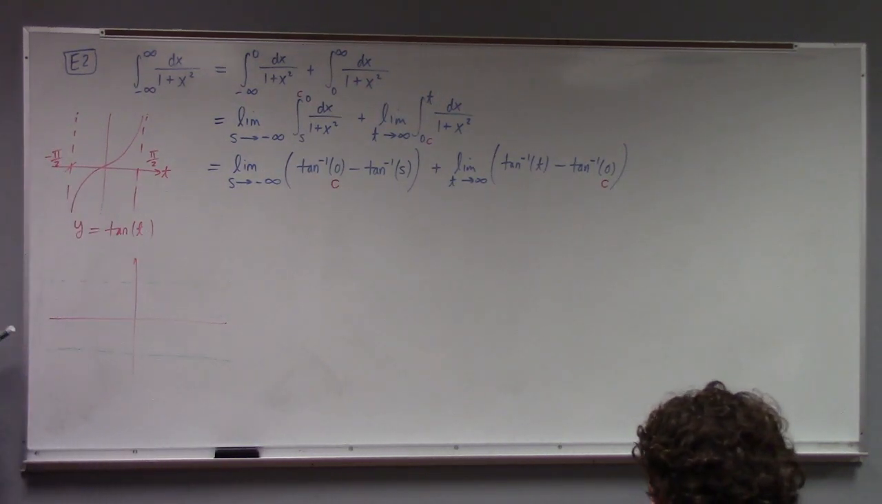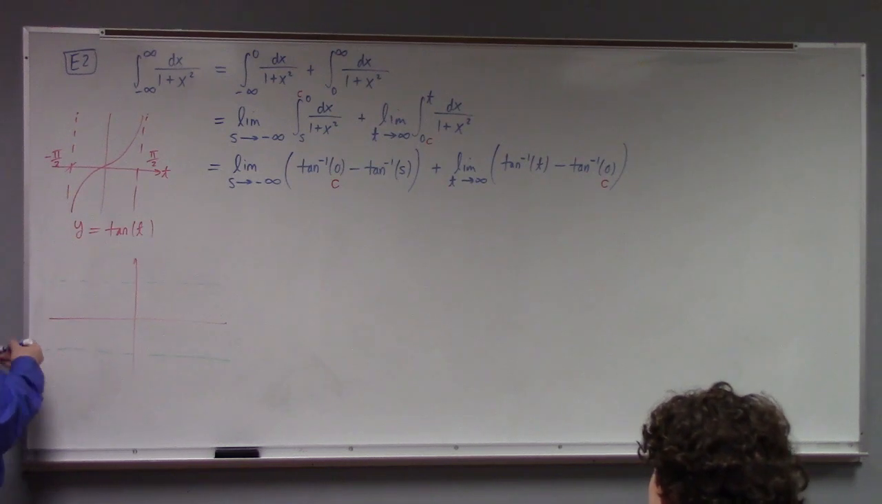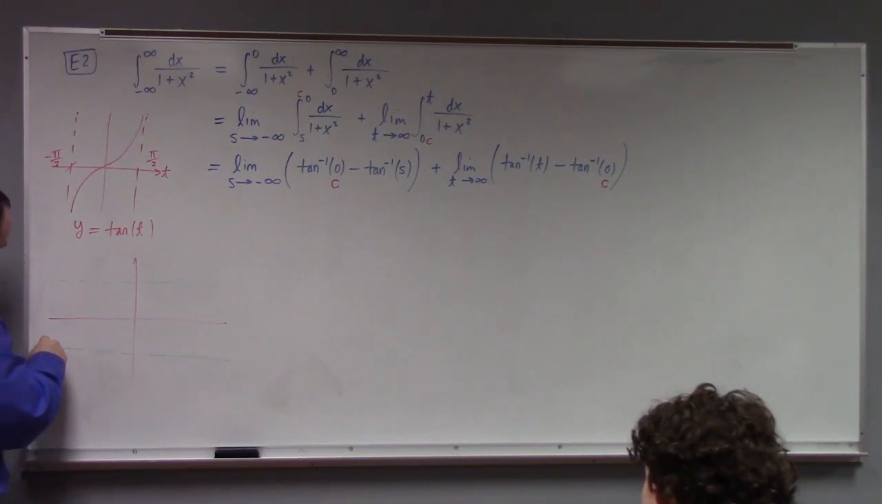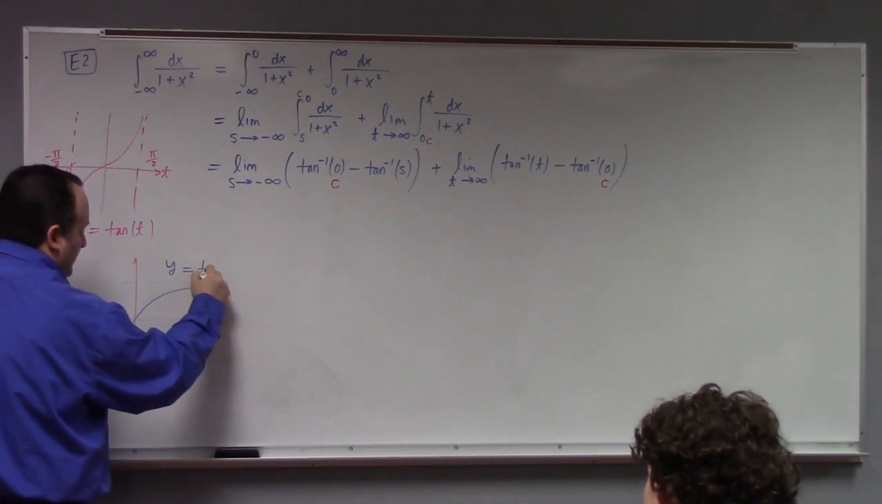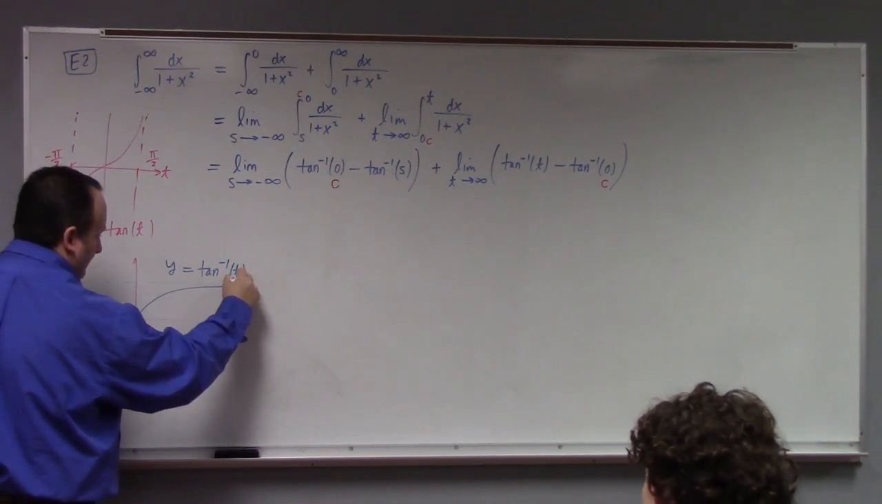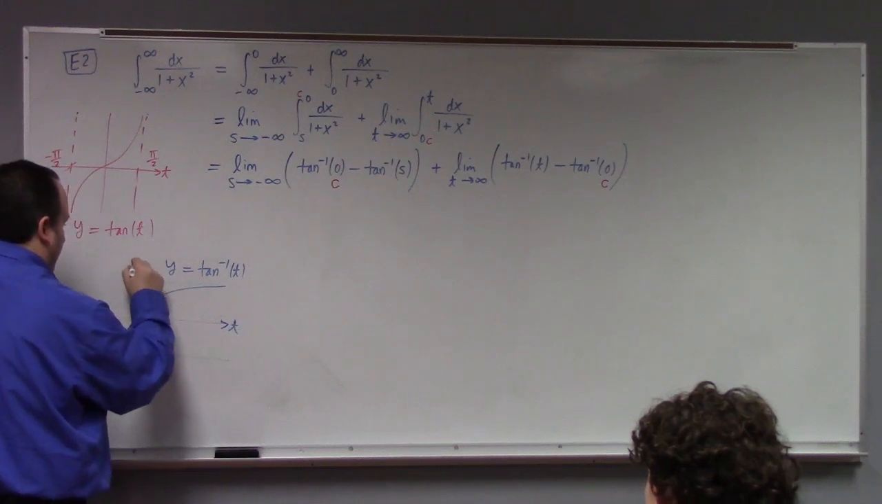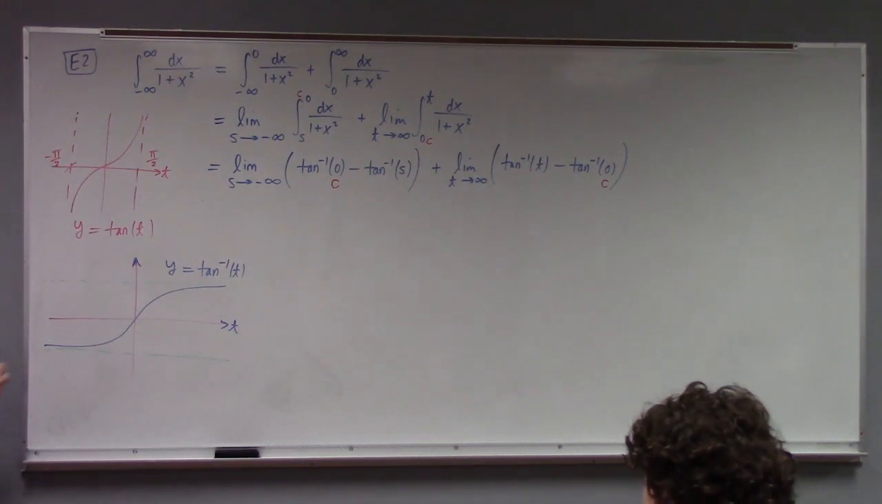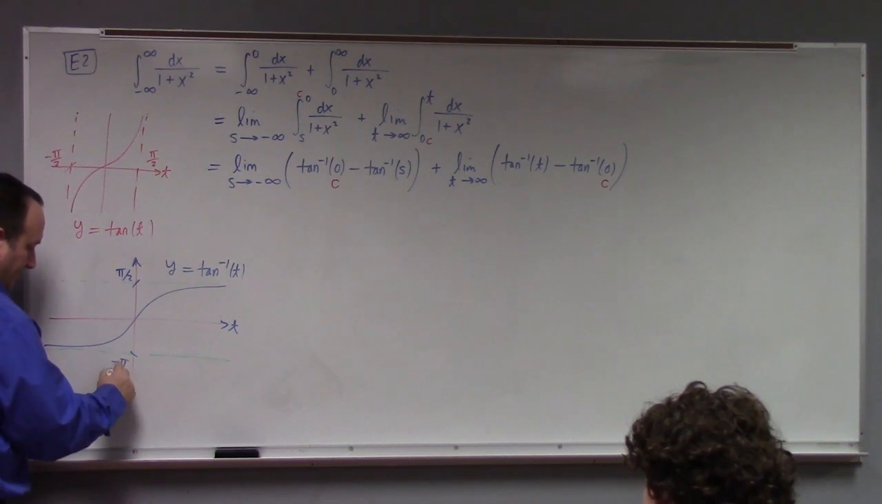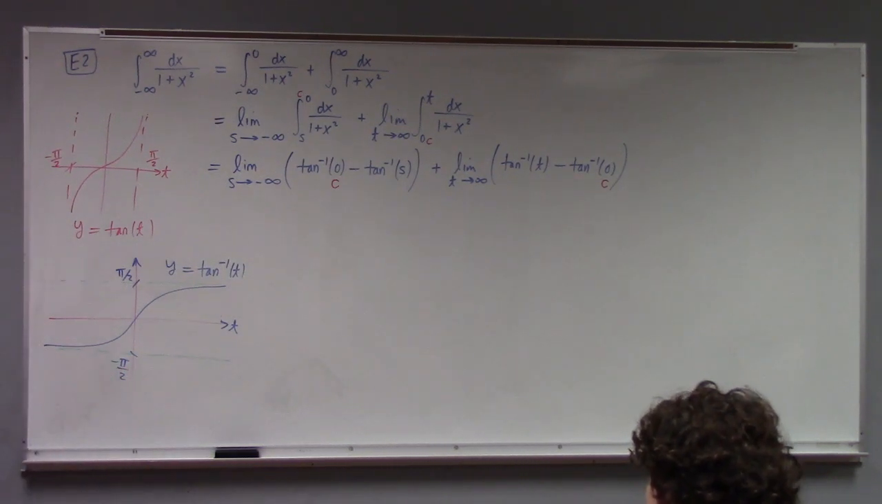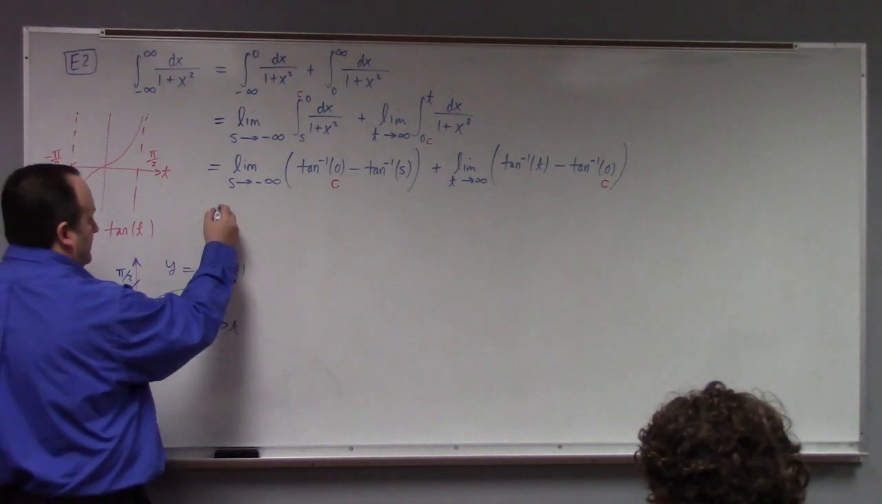So it looks like that. There you go. That's the graph of y equals inverse tangent of t. It's got horizontal asymptotes of plus or minus pi over 2, right? This is an important limit. You need to know this. It comes up in a lot of examples. So if you don't know it yet, then please learn it.